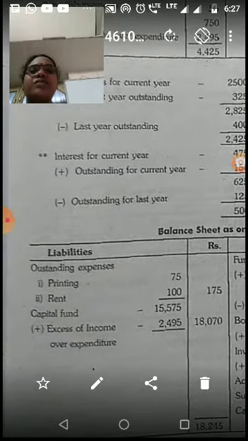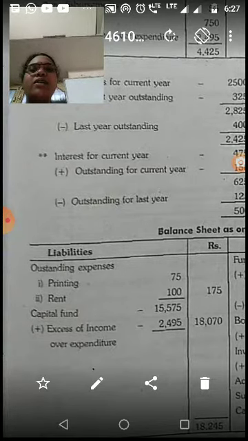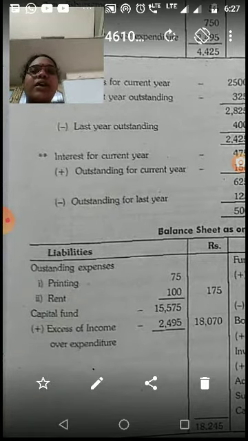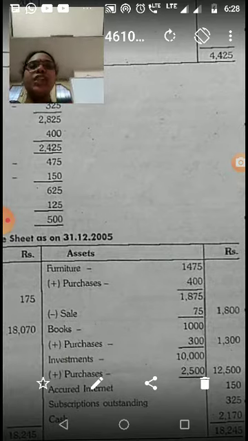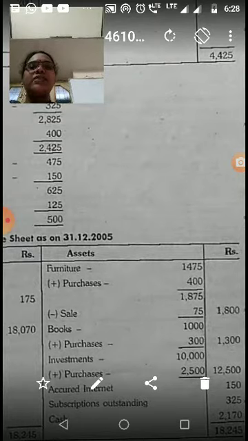Now as on 31/12/2000, the liabilities, outstanding expenses: outstanding printing is 75, outstanding rent is 100, that total is 175. Now capital fund is 15,575. Add excess of income over expenditure, that is 2,495. The total is 18,070. Next, furniture is 1475. So add purchase of furniture 400, that is 1875. Then minus sale of furniture, that is 75. So that is 1800.